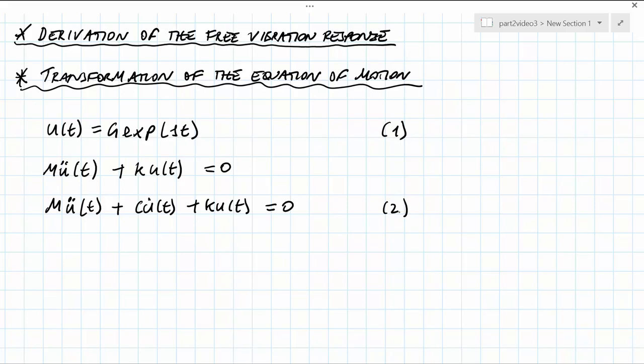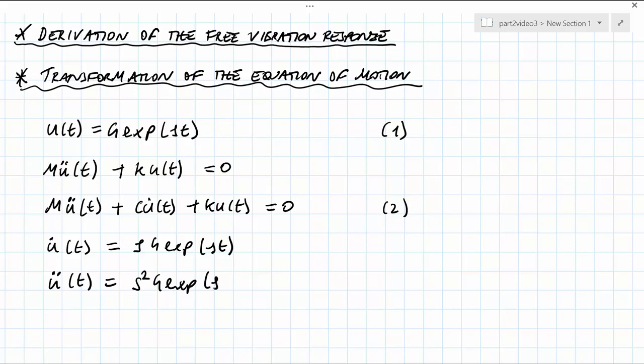Since we have information on our trial solution u(t), we can also differentiate this the appropriate number of times for substitution into equation 2. u dot (t) is equal to s times G times the exponential function st, and the second derivative is just equal to s squared G times the exponential function st.